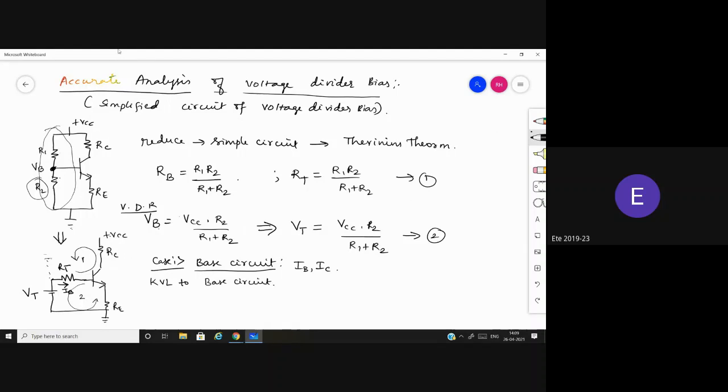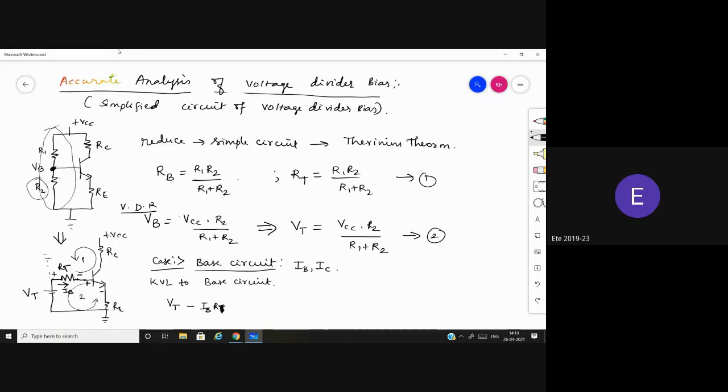On applying KVL to the base circuit, starting from here, minus to plus VT. Coming to this, the entering point is positive and the leaving point is negative. This is plus, this is minus. So it will become minus IB RB plus, since it is an NPN transistor. But it's RT, right? Yes, it's RT. Since we have taken RB as RT, we'll take it here also as RT.